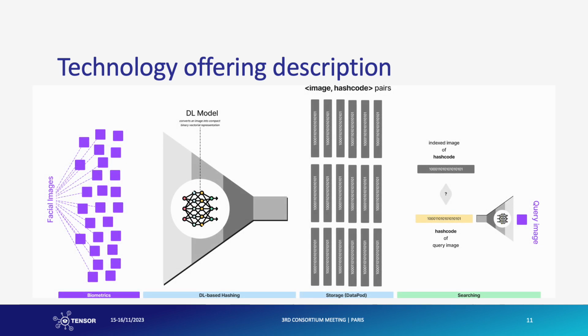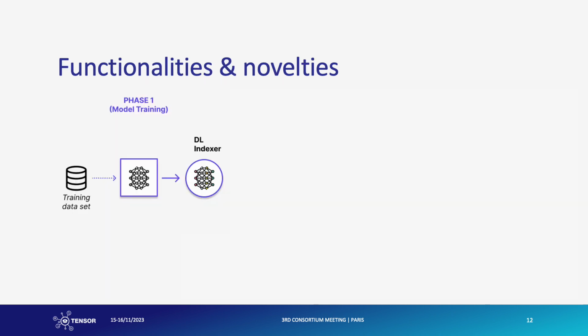In a nutshell, the model accepts an image, in TENSOR's case, a facial image, as input and transforms it into a vectorial representation, aka a hashcode, significantly reducing its size. This hashcode can be stored in a database, facilitating efficient searches among the indexed images. When a new, unknown image is presented as a query, it can be searched against the entire collection using the stored hashcodes. The module operates in three distinct phases.